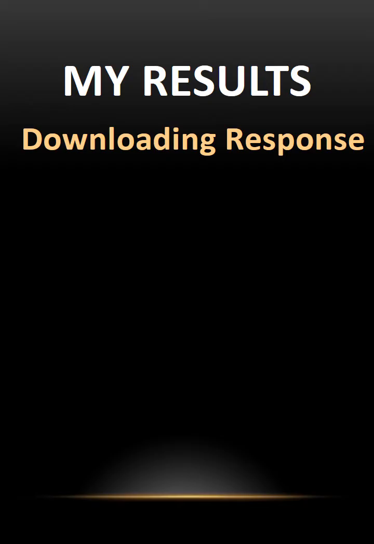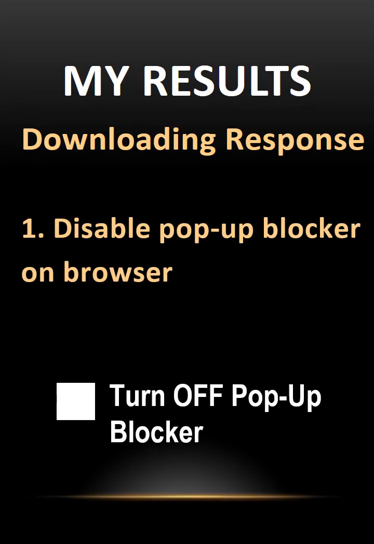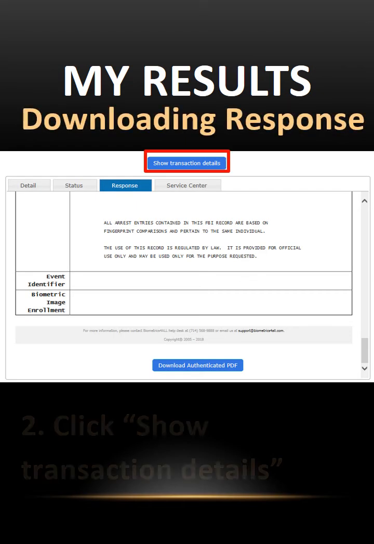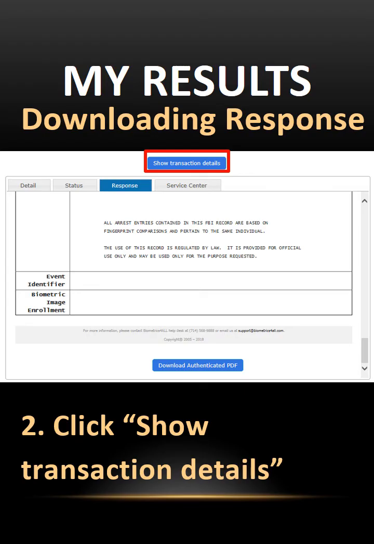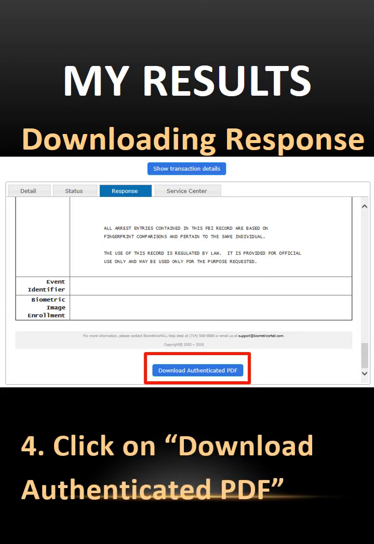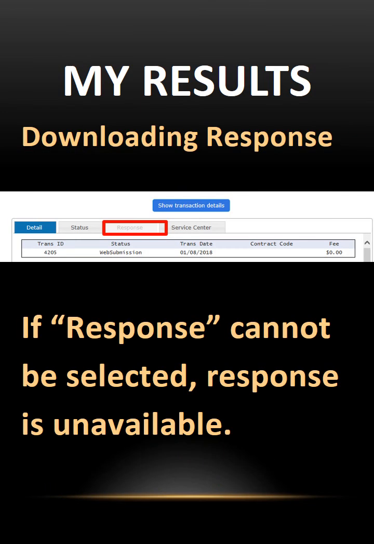To view or download your response, first ensure your pop-up blocker is disabled. Second, click on the Show Transaction Details at the bottom of the page. Then click on Response. Scroll to the bottom of the Response tab and click on the Download Authenticated PDF button to download your response. If response cannot be selected, the response is unavailable.